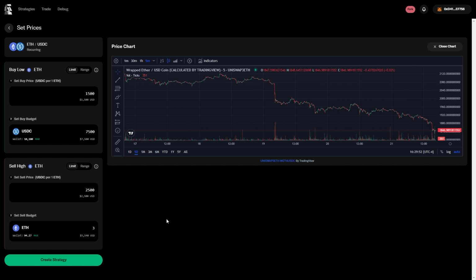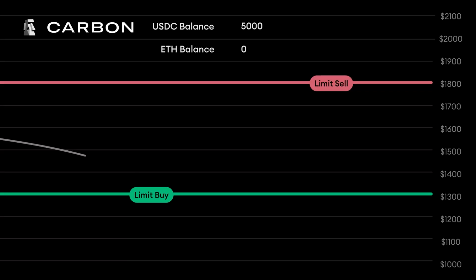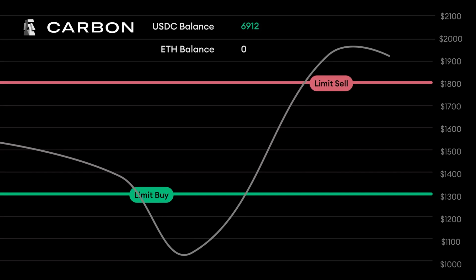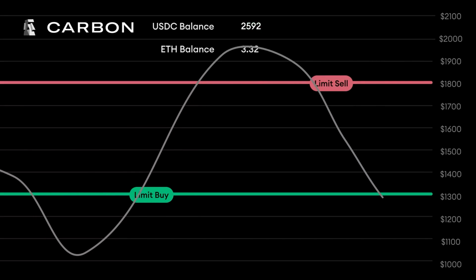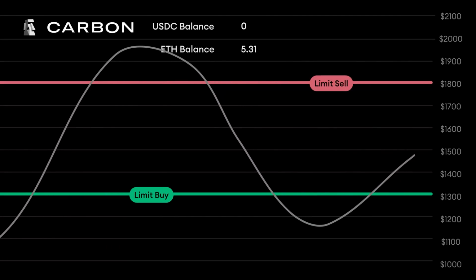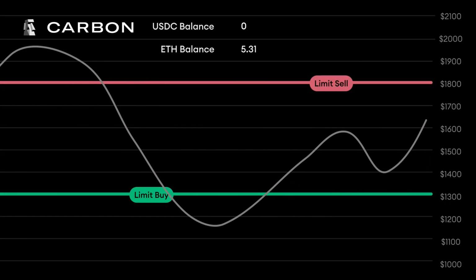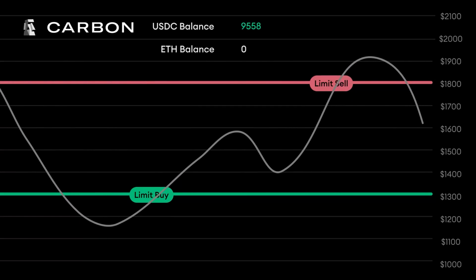Recurring strategies cycle back and forth between token types. When this strategy sells ETH, it receives USDC. And when this strategy buys ETH, it gives away the USDC. And this cycle repeats. Here's a little animation for what that looks like. I made this. Isn't it great? Anyway, you can see at the top middle that the balance changes between one token type and another.